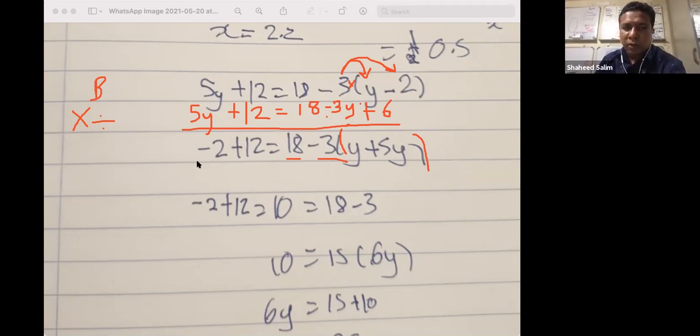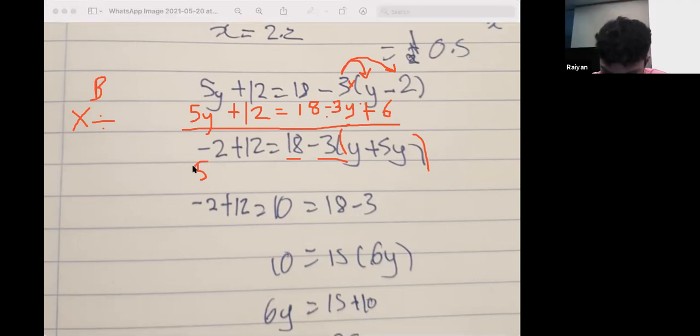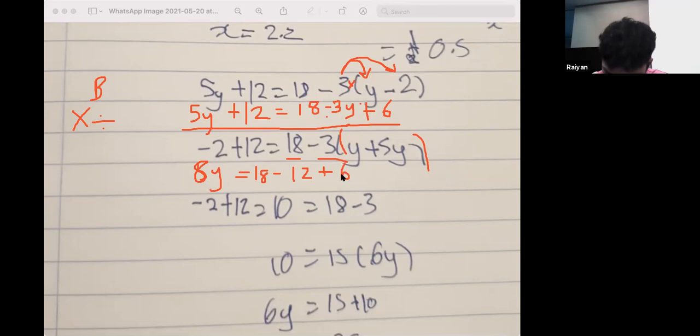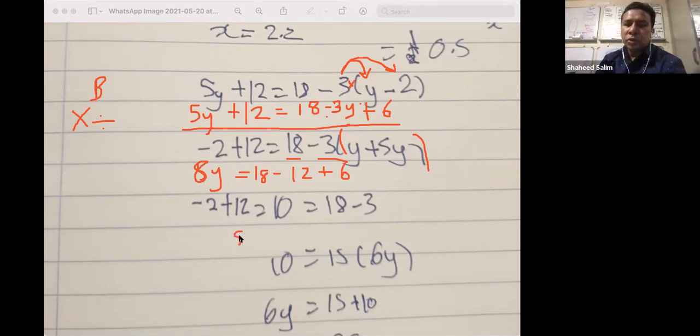So you tell me now what you get on the left side. 5y plus 8y? Is it true? Got 3y you bring over, minus 3y. So 5y plus 3y equals 8y, lah. Correct. Then now, 12 you bring over there. You have 18 minus 12, then at the end, plus 6. So 8y equals 12. So y equals to? 1.5. So these are the procedures. You have to do this one.